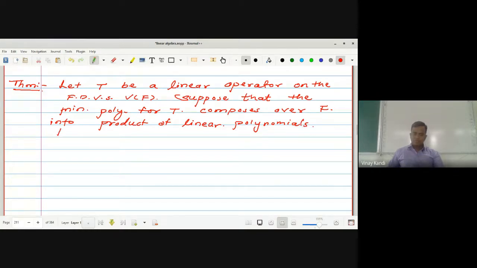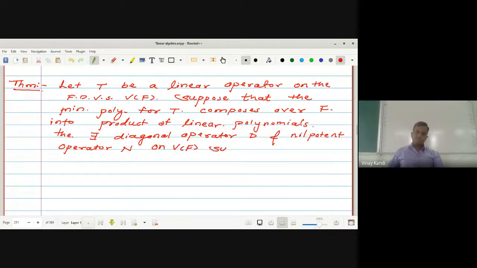Then there exists a diagonal operator D and a nilpotent operator N on capital V over F such that, first one, T is equal to D plus N. This T we can write as the addition of two operators, D plus N.